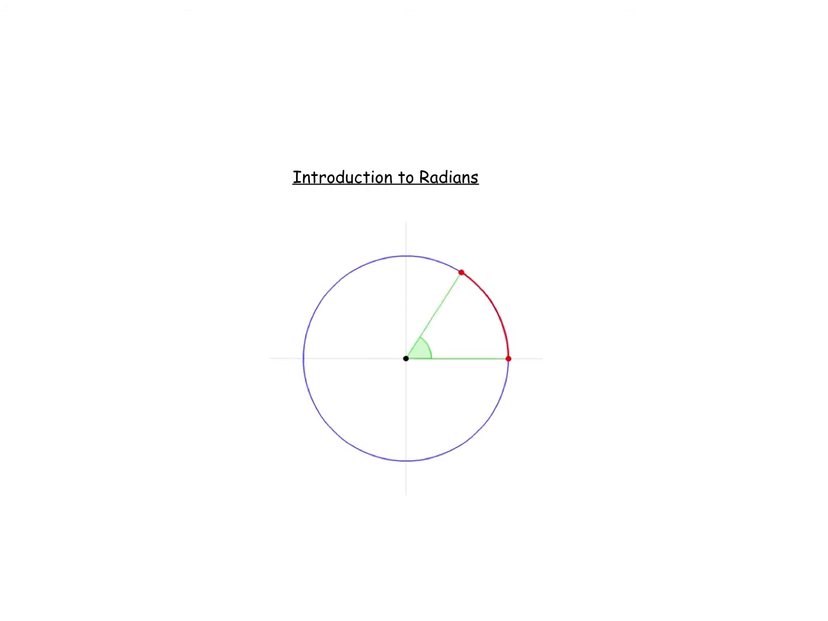So 1 radian is the length of 1 radius on the outside of the circle. There's 2 radians, 3 radians, and then halfway around the circle is called pi radians. That's approximately 3.14 radians. So then all the way around the circle would be 2 pi radians. And so what we're going to do is look at how to convert from degrees to radians.